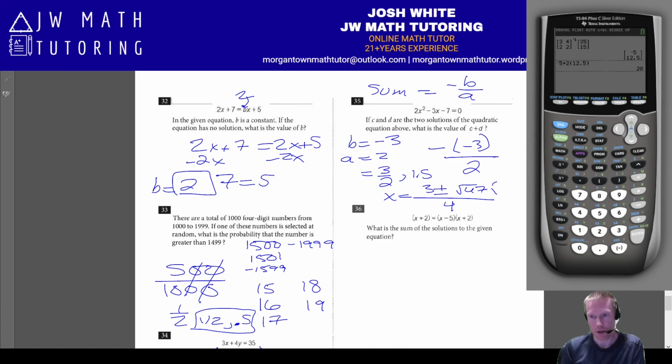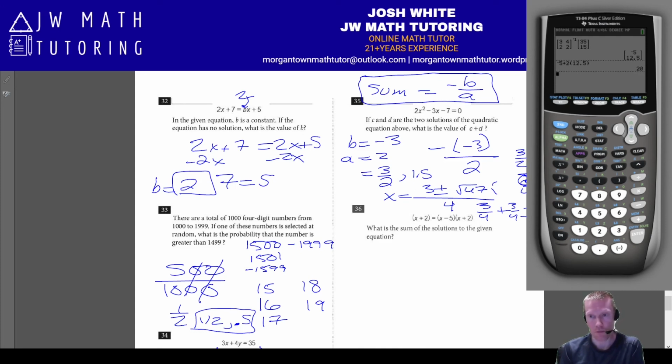The two i parts cancel out, and so you just end up with 3/4 plus 3/4. That turns into 6 over 4, and 6 over 4 just reduces to 3 halves. So you can get the same answer, but it is so much longer and a lot more work than just memorizing the formula that the sum of the solutions to any quadratic equation is negative b over a.